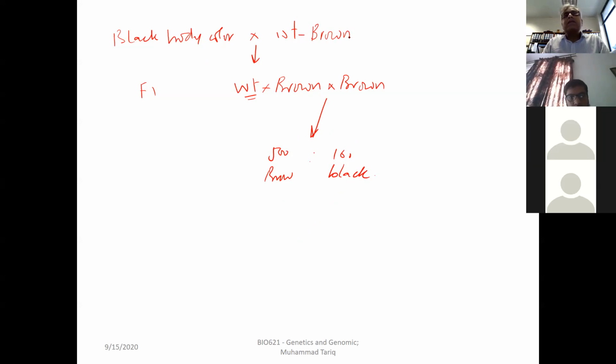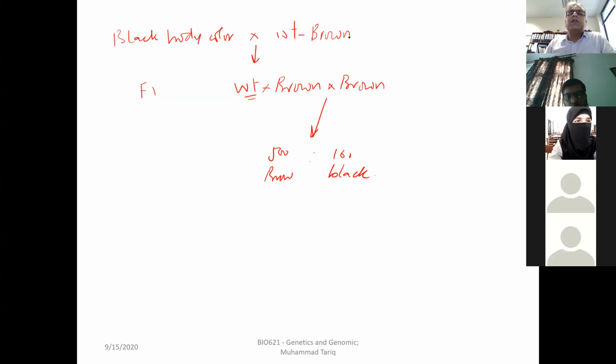Yes, sir, it's almost 3:1. But when you look at phenotypes, black body color versus brown, what do you conclude? Brown one is dominant and black is recessive. Good. So brown is dominant, wild type is dominant, and black is recessive. So I'll write here brown, let's say, and the black with small b, small b.